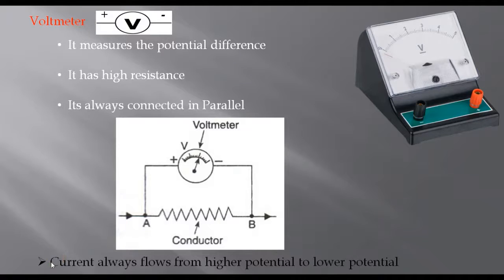Now, at the end there's one more point written here, that is current always flows from higher potential to lower potential. Higher means more, and that is always at the positive end. It means higher potential is the positive end, and lower potential is the negative end. So current always flows from higher potential to lower potential. That is why we show the conventional direction from positive to negative end. But yes, the actual flow of electrons is from negative end to positive end. This was all about the potential difference.